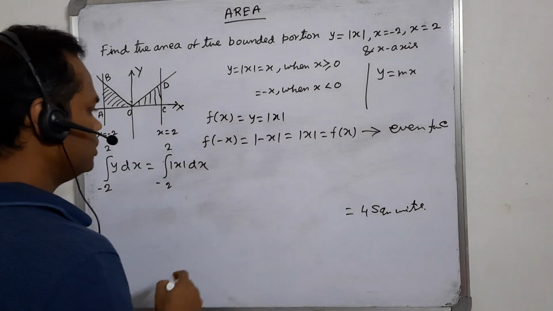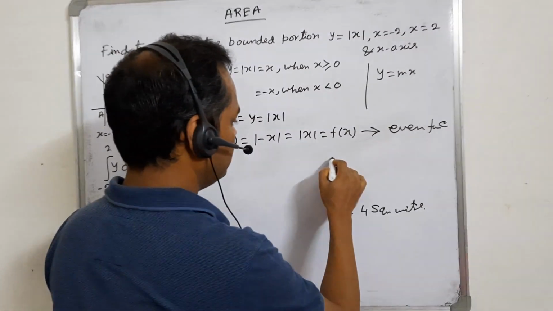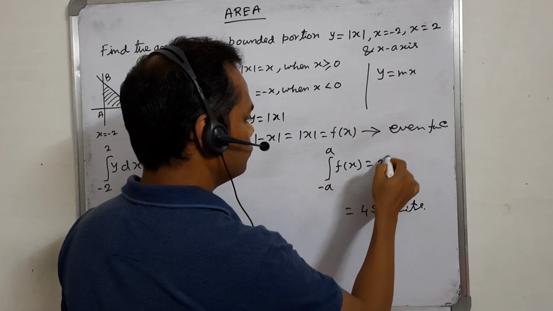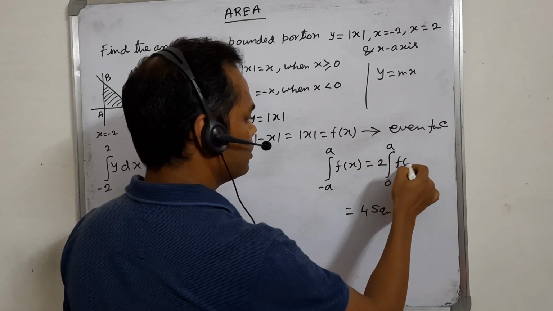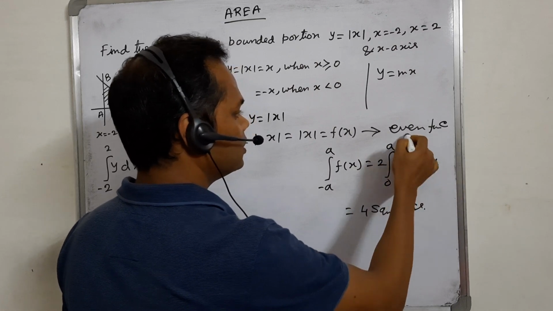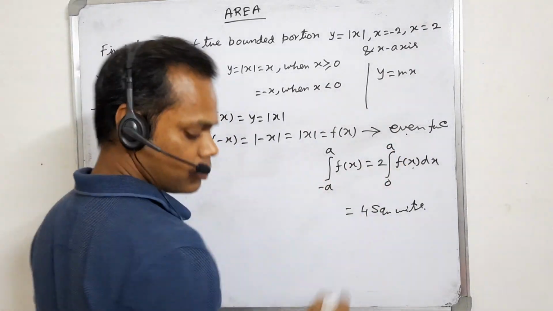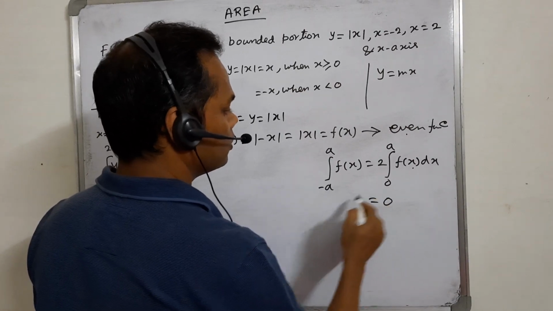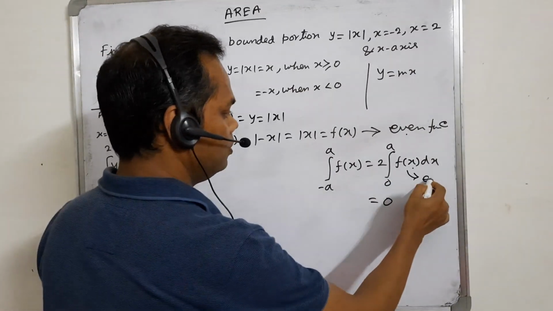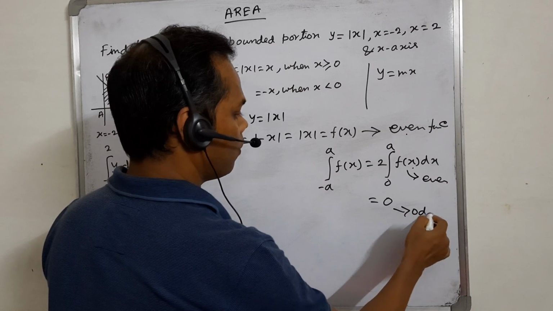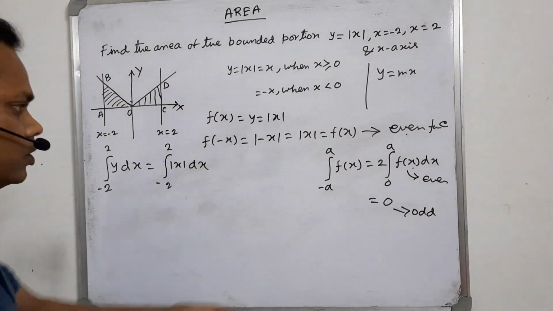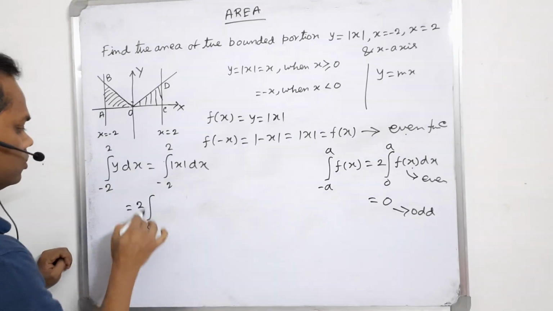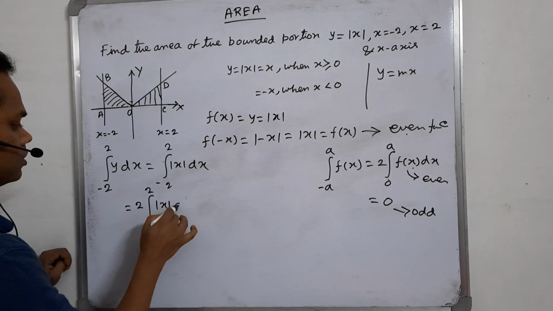So mod x is an even function, so by the property of definite integration, the integral from -a to a of f(x) dx is equal to 2 times the integral from 0 to a of f(x) dx, where f(x) is an even function, and if f(x) is an odd function, then this integration is equal to 0. This is for even, this is for odd. Here f(x) is an even function, so we use this formula, then it becomes 2 times the integral from 0 to 2 of mod x dx.